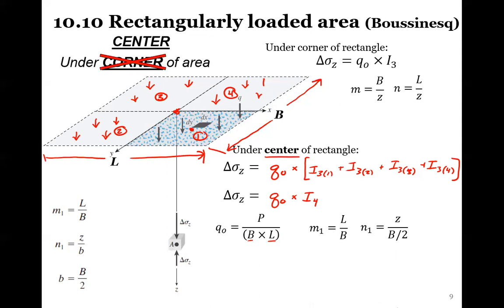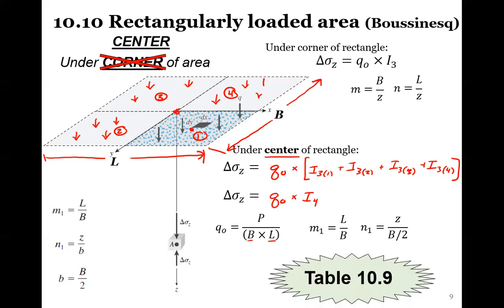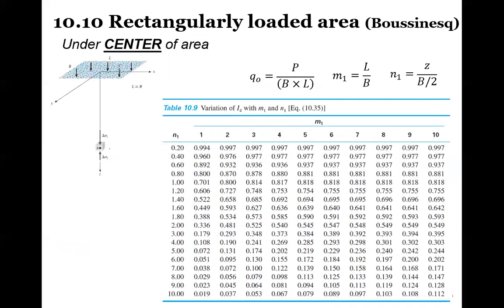Now N1 is a function of Z divided by B divided by 2. All of this is found in table 10.9, which is right here. Again, this is under the center of an area, and the function that we would be using is delta sigma Z equal to Q naught times I4. This is our I4 here.